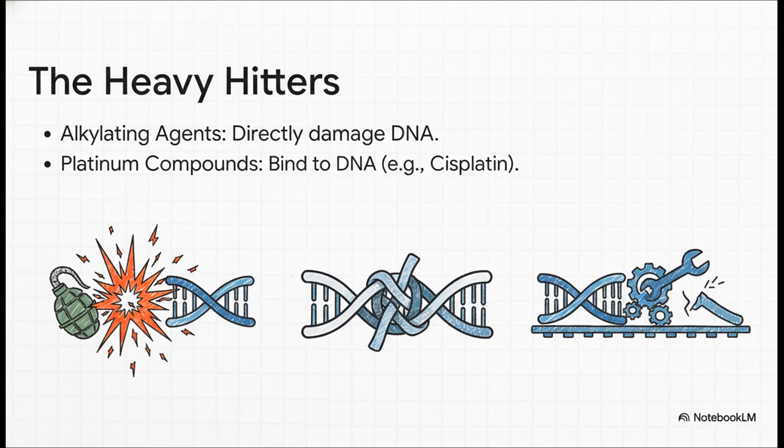And these are the real heavy hitters of chemo. Alkylating agents are like little chemical grenades that cause direct physical damage to the DNA strands. Platinum compounds, like the famous cisplatin, actually bind to the DNA and tie it in knots so it can't be read or copied. Then you've got anthracyclines, which mess with the enzymes that handle DNA, causing it to break. The goal is always the same: damage that blueprint so badly that the cell just can't survive.